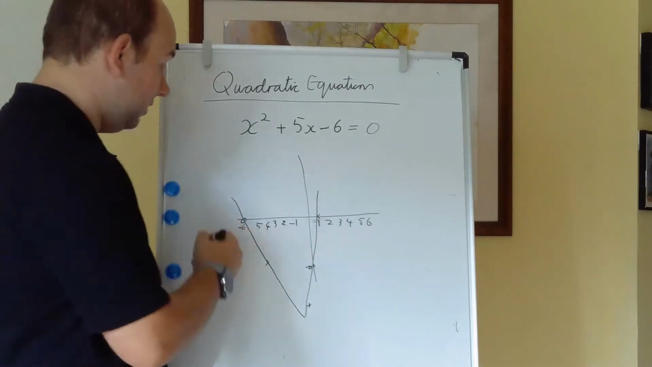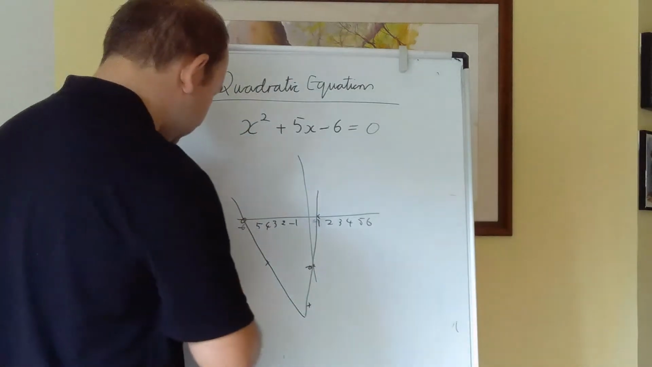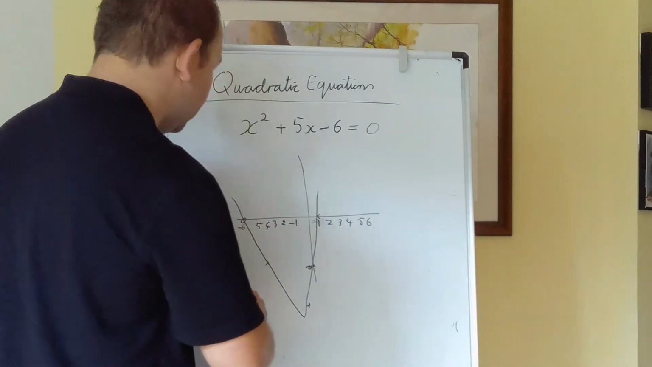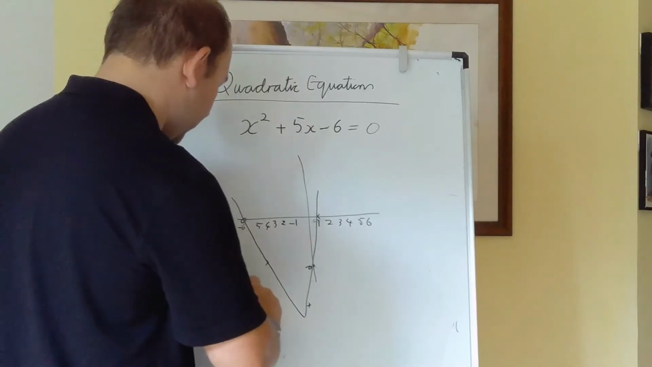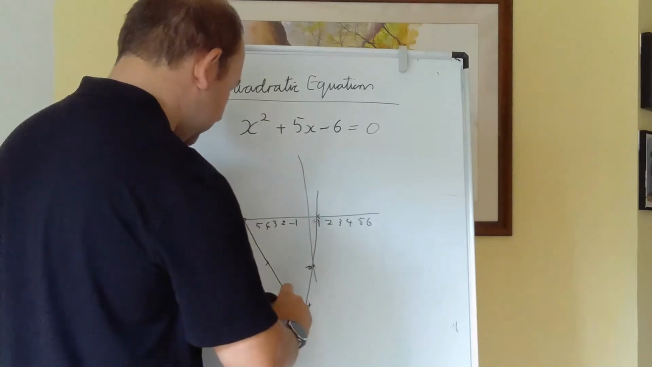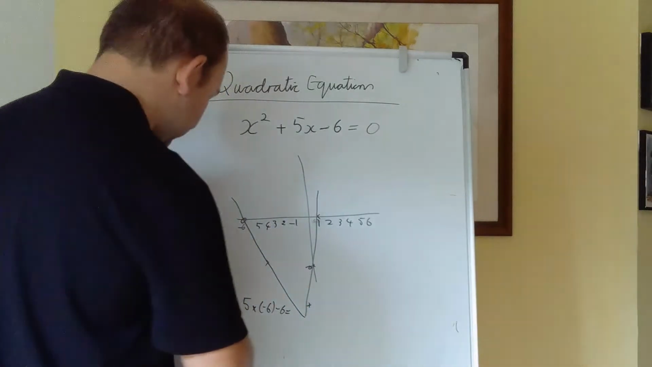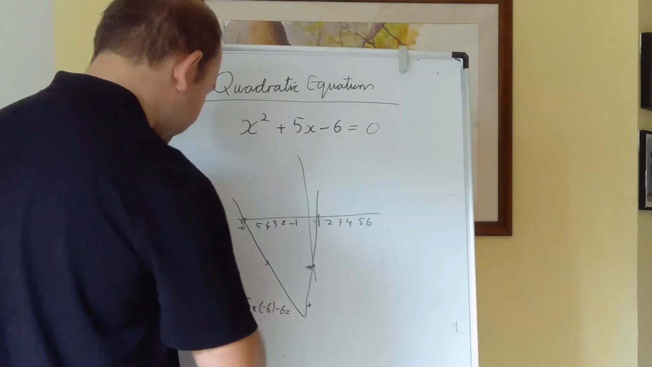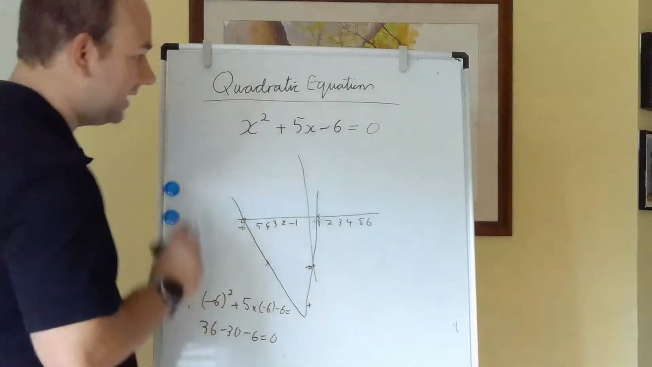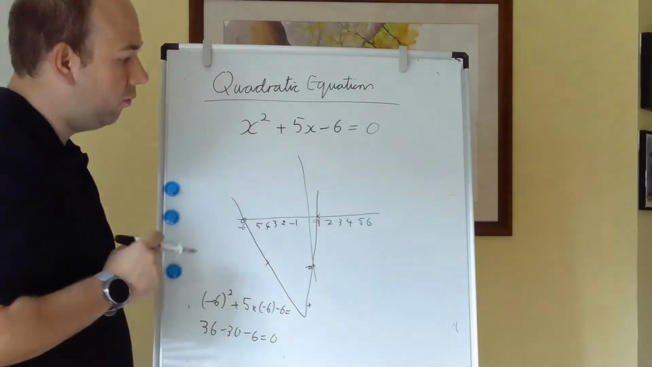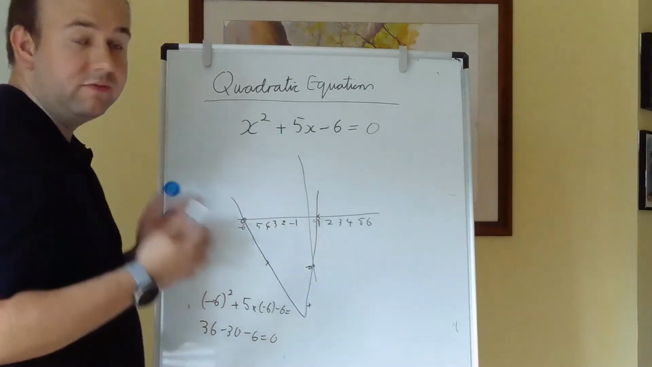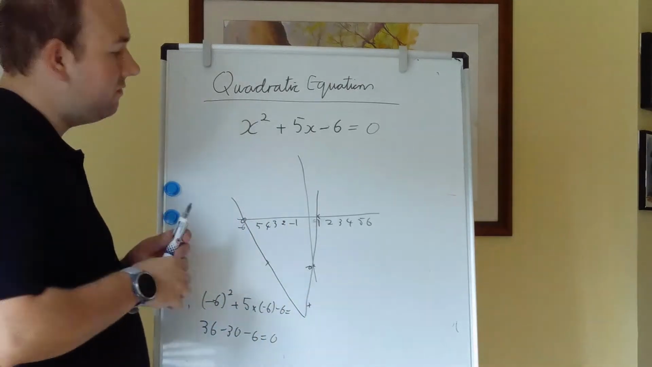And we can test these. If we just put these into this equation, let's try minus 6 all squared plus 5 times minus 6 minus 6. What's this equal to? This is 36 minus 30 minus 6, which is 0. So we can test that as a solution. We can also do the same for 1. So in this case, we just use the graph to supplement our trial and error approach.